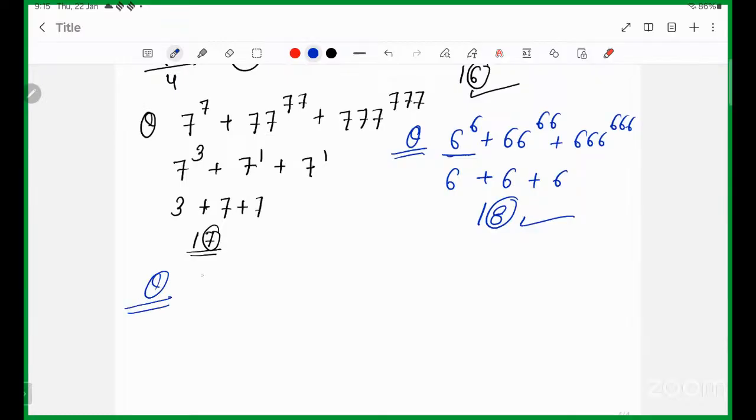We'll do it for 4. 4 raised to power 4 plus 4 raised to power 44 plus 4 raised to power 444. I told you that if in power of 4 it is an even number, the unit digit will be 6. And 4, 44 and 444 are all even numbers. So again, addition will be 18 and the unit digit will be 8.